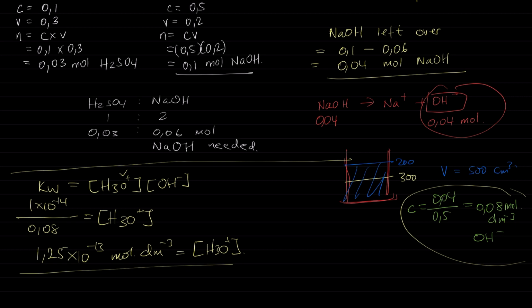And then the last step is to work out the pH. So pH is equal to minus log of 1.25 times 10 to the minus 13, and that gives us an answer of 12.9.